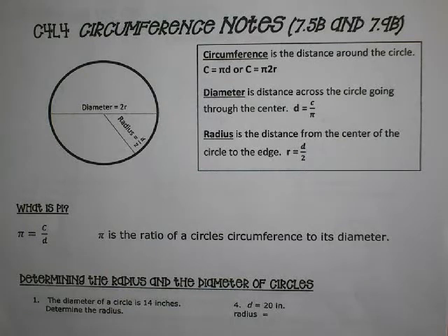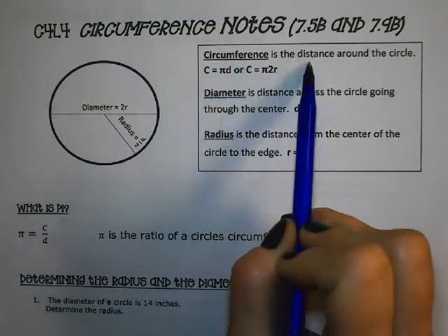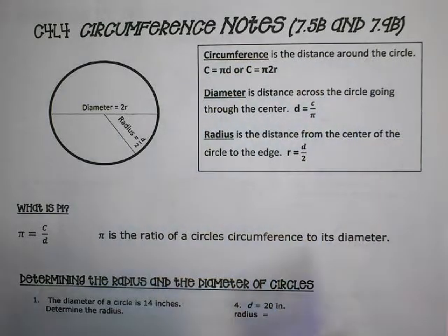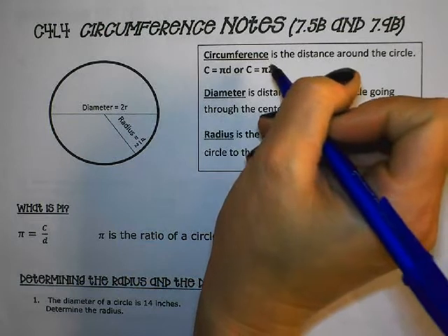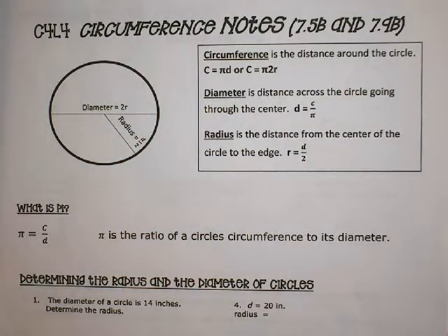Chapter 4, Lesson 4, Finding the Circumference of a Circle. The circumference of the circle is the distance around the circle. We will show this by highlighting it in blue.